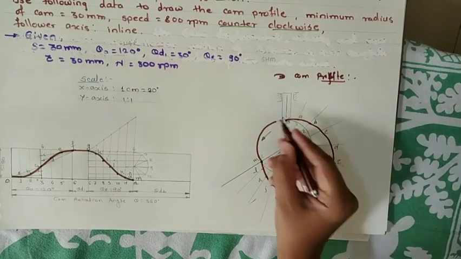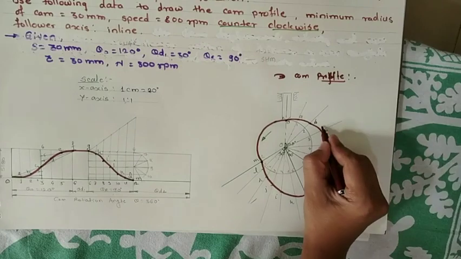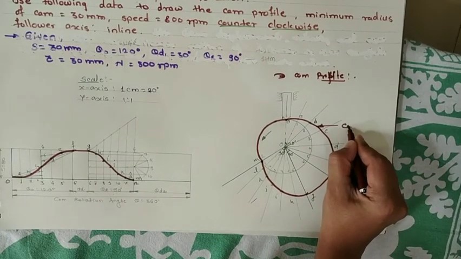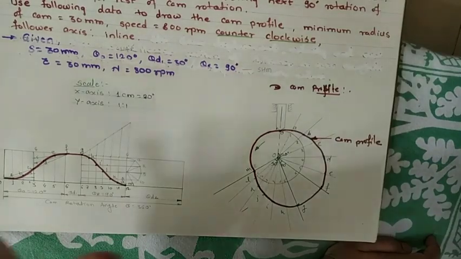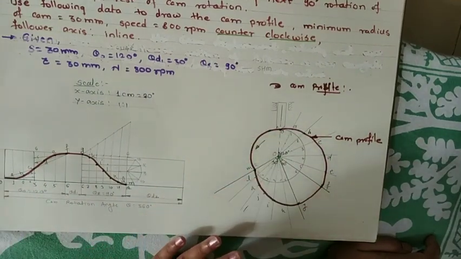Similarly, join this dwell period which is at the base circle. So here is your cam profile for the knife edge follower. So here is your displacement diagram, and this is your cam profile for the knife edge follower.